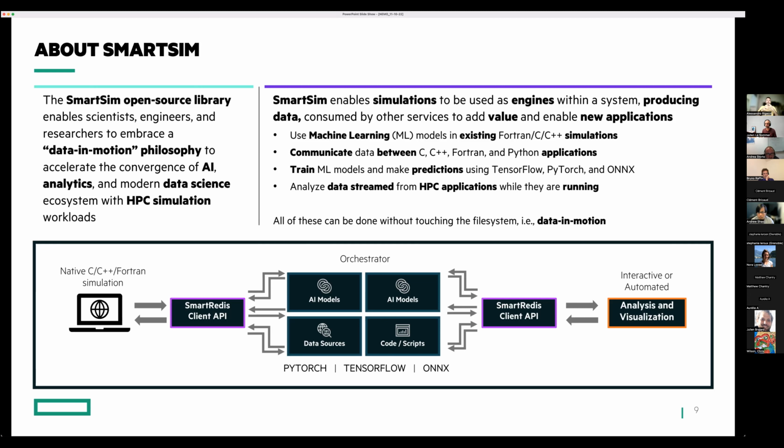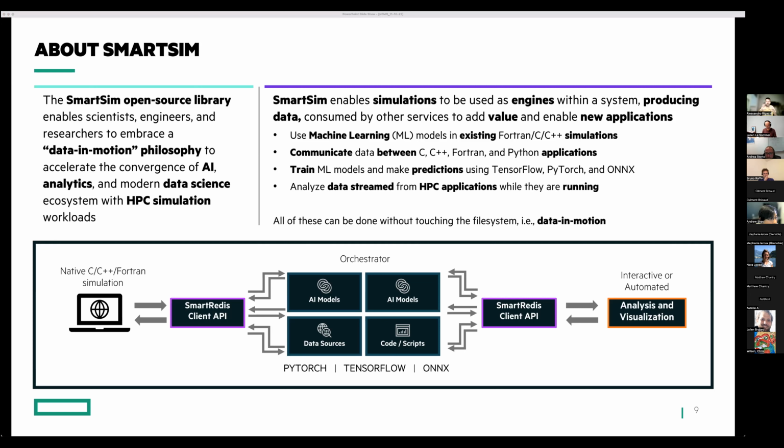SmartSim establishes a kind of memory channel between two different simulations, which is our orchestrator. It's an in-memory database, so you can put data on the database and access it from another simulation. On the bottom of the slide, you see a very simple model where on the left-hand side we have the simulation, the native HPC simulation, and on the right-hand side we have, for example, analysis and visualization.